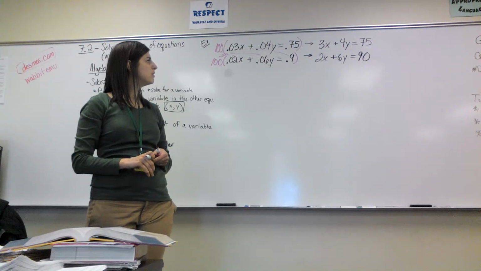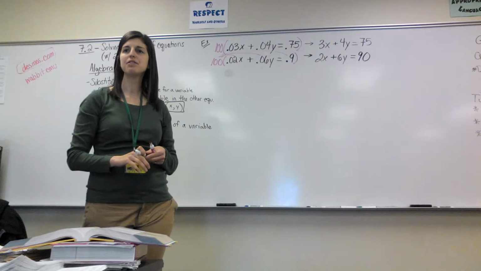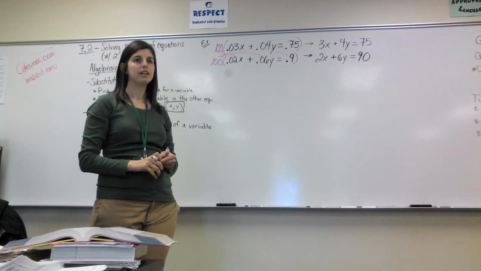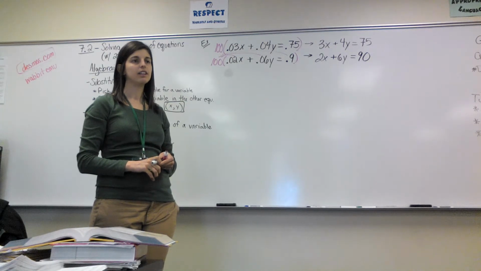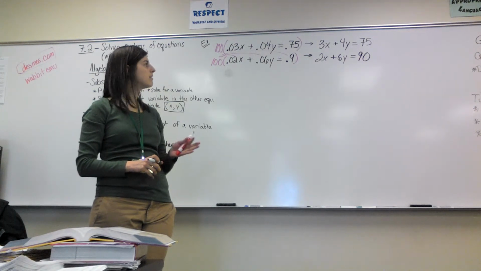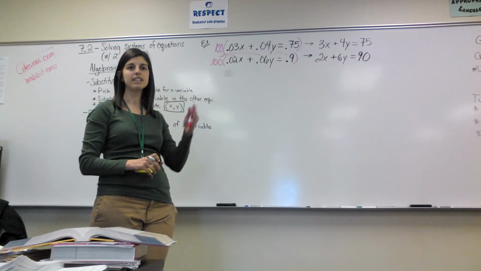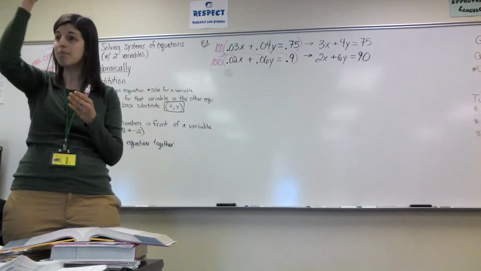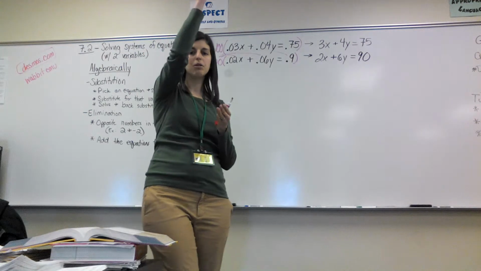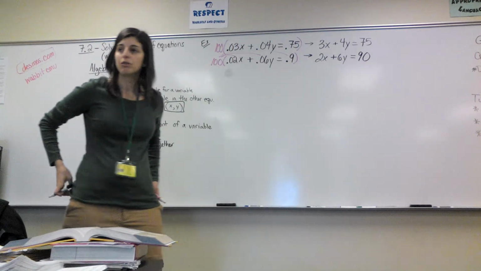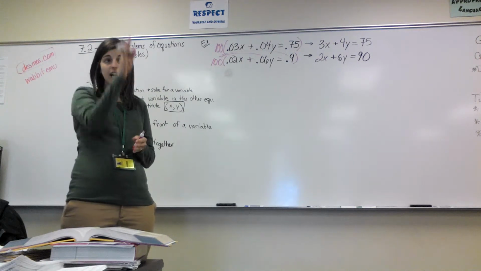We need to get opposite numbers in front of one of our variables. Let's see. How can we get opposite numbers? We don't have anything that's the same right now. We have 2 and 3 and 4 and 6. 2 and 3 in front of x and 4 and 6 in front of y. If your variables are not already lined up, like the x is in line, the y is in line, you'll want to get them that way. Okay, so rearrange. And the equal signs have to be lined up.